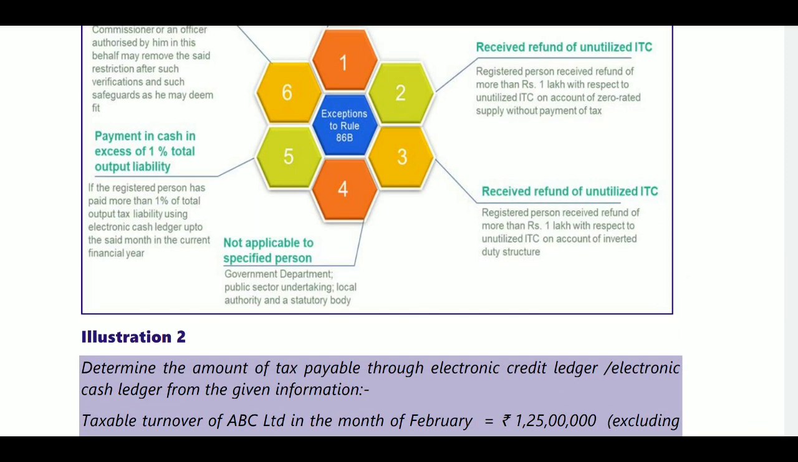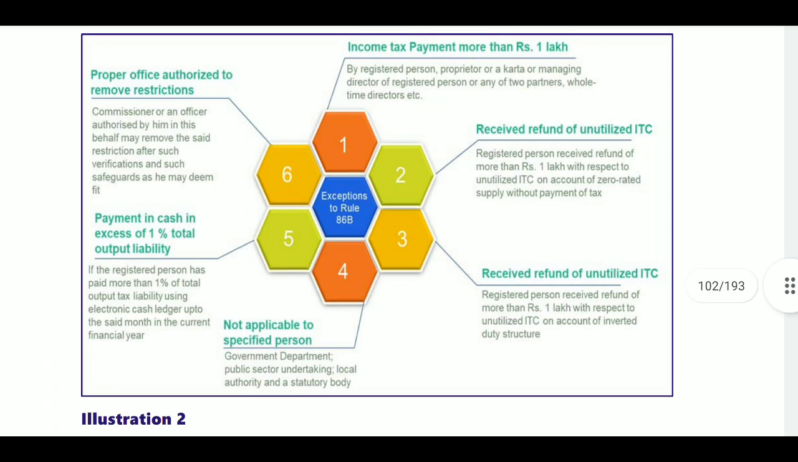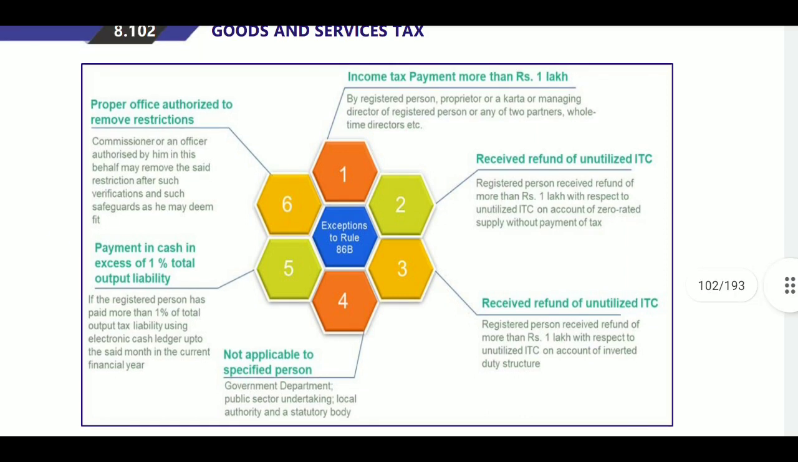Next, receiving refund of unutilized ITC relating to inverted duty structure. If a registered person received a refund of more than 1 lakh with respect to unutilized ITC on account of inverted duty structure. Next, it is not applicable to specified persons, that is government department, public sector undertaking, local authority and statutory body. These four persons are not covered by this 1% restriction. And payment of cash in excess of 1% of total output liability. If you are already paying through cash an amount exceeding 1%, then Rule 86B will not be applicable.